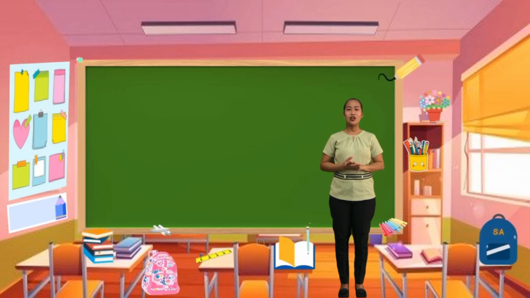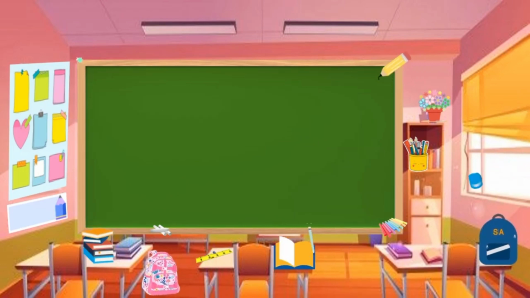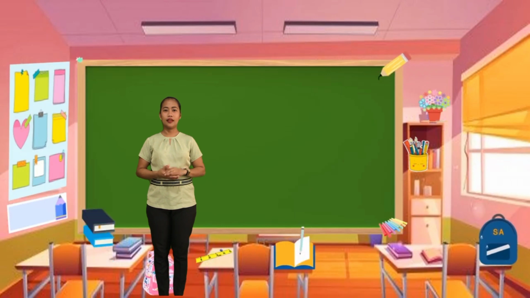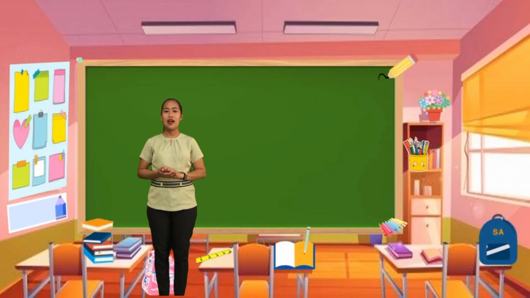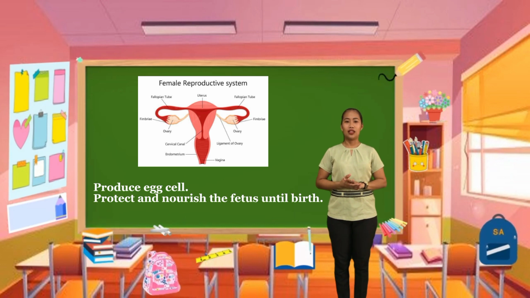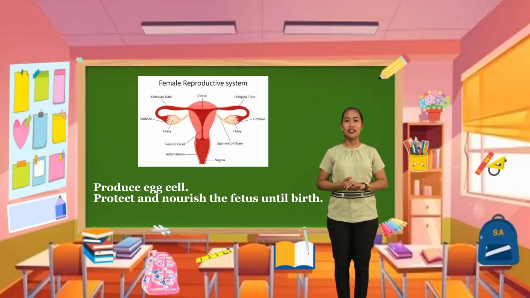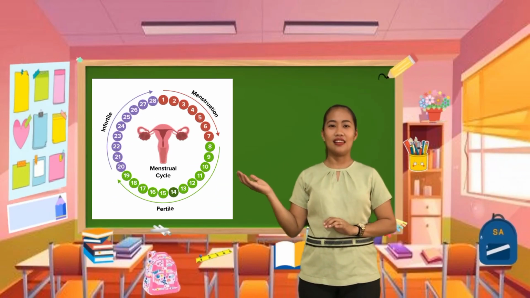For today's lesson, we are going to explain the menstrual cycle. Last meeting, we discussed the parts and function of the male and female reproductive system that is needed in the reproduction of human beings. The male reproductive system functions to produce and deposit sperm, and the female reproductive system functions to produce egg cells and to protect and nourish the fetus until birth. This time, you will learn more about the menstrual cycle.